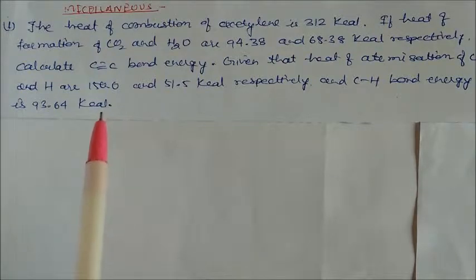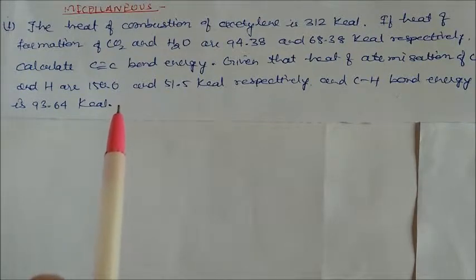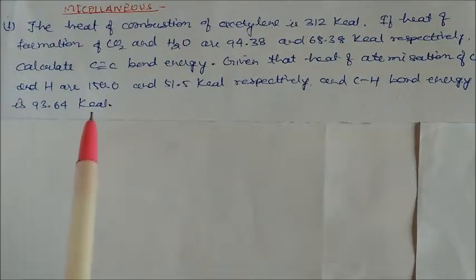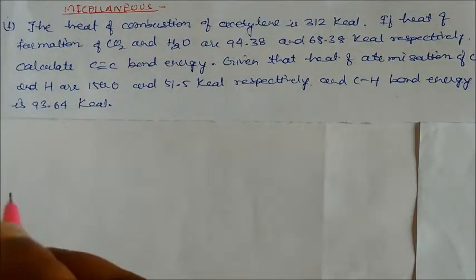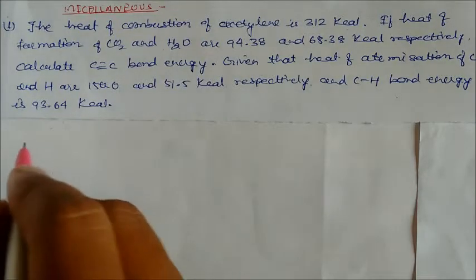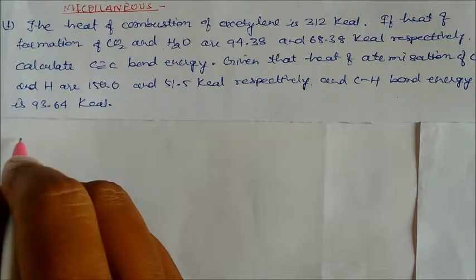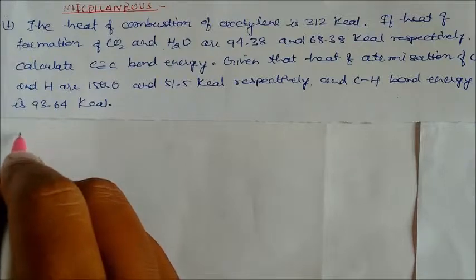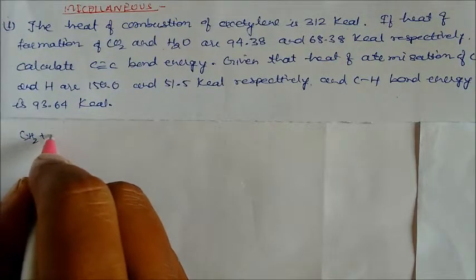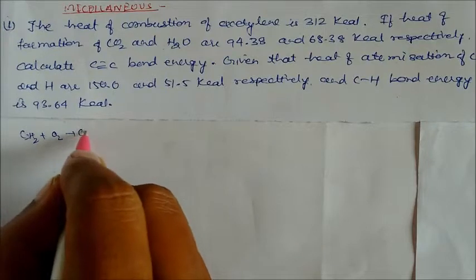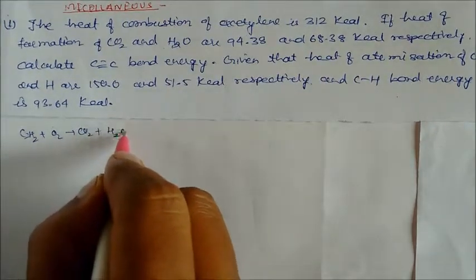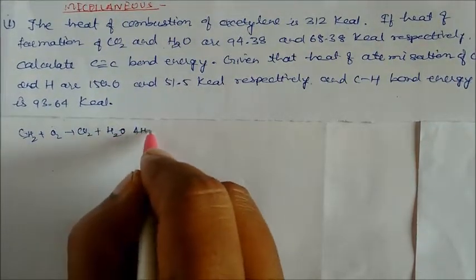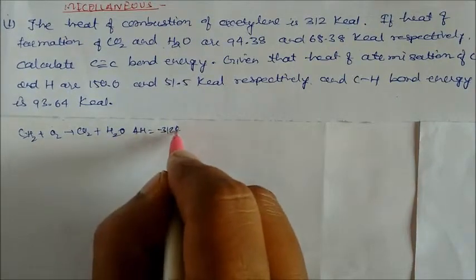So we have to find the C triple bond C. For this, we first have to find the enthalpy of formation of acetylene. It is given there. First you write the equations. Everything is given. C2H2 plus oxygen will give you CO2 plus water. This is the first equation given here. Delta H is given here as minus 312 kilocalorie.